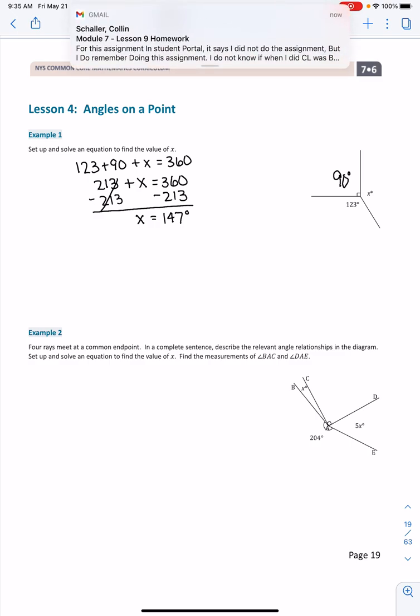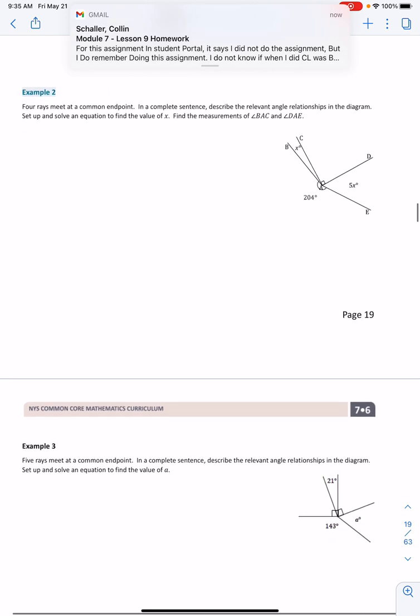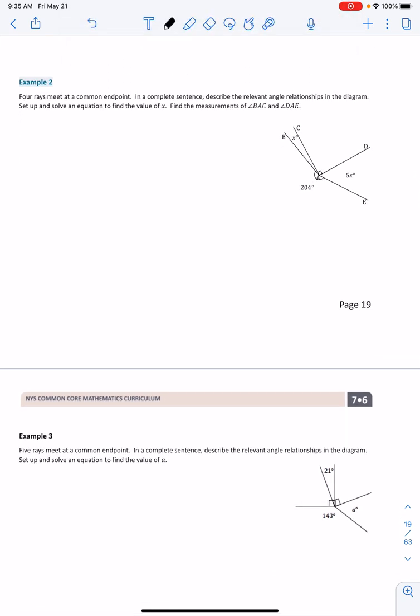Example 2 says, 4 rays meet at a point, at a common endpoint. In a complete sentence, describe the relevant angle relationships in the diagram. Set up and solve the equation to find the value of x. Find the measurement of BAC and DAE.